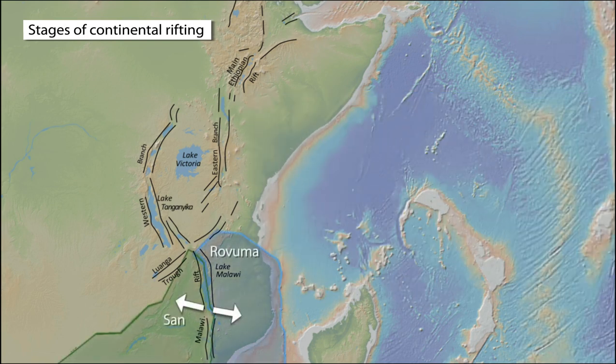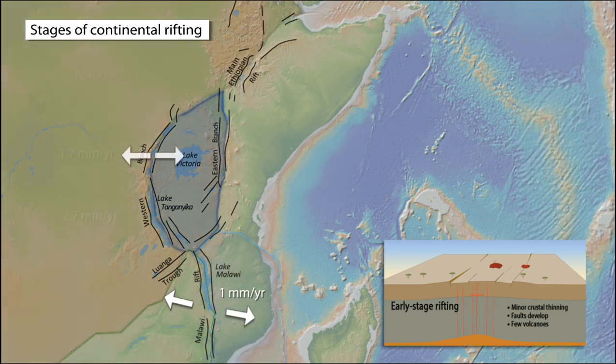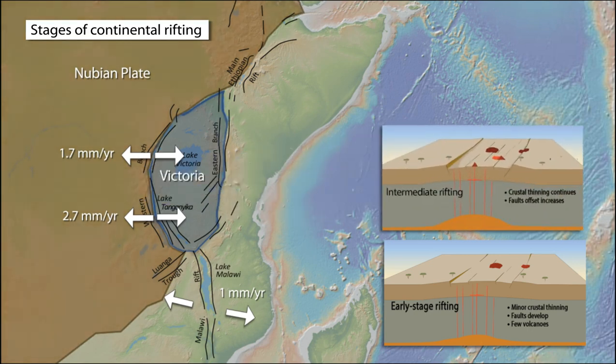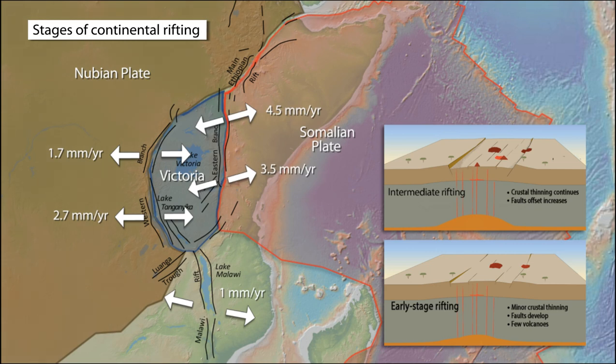In the south, the boundary between the Rovuma and Sapo microplates is the Malawi Rift, where continental rifting is in an early stage, with minor crustal thinning and a few volcanoes. In the central region, the boundary between the Victoria microplate and the Nubian plate is the Western Rift, where extension rates increase from north to south. The Eastern Rift is the boundary between the Victoria and Somalia plates, and extension rate increases from south to north. In this region, continental rifting is at an intermediate stage, with increased volcanic activity.